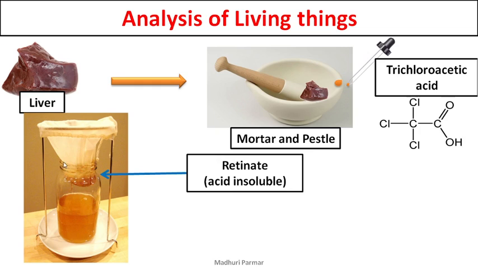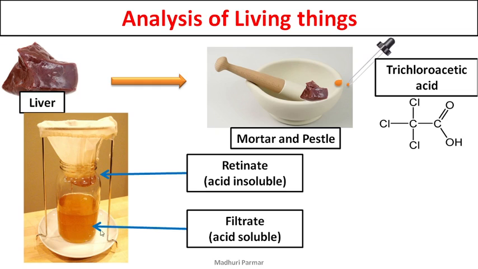Whatever remains in your cheesecloth is called retentate, which is acid insoluble. It was not able to get solubilized in the trichloroacetic acid, so it remained above. So this is the retentate, the acid insoluble fraction, and the bottom one is called the filtrate. The filtrate is the acid soluble part.